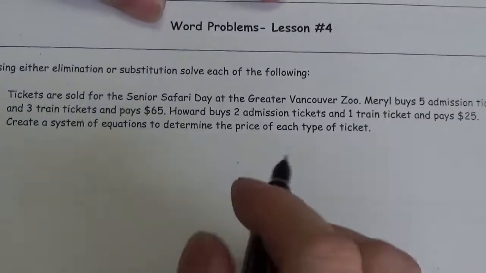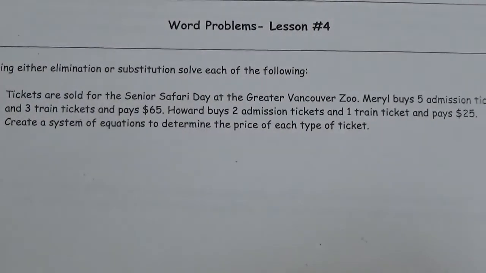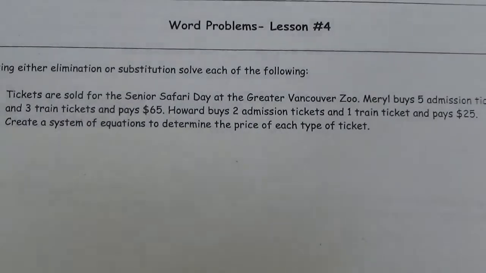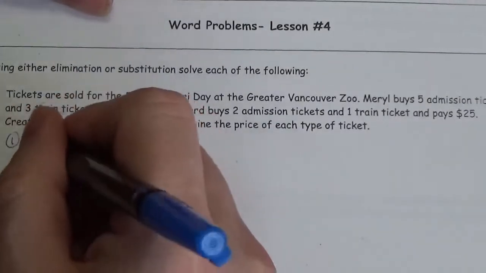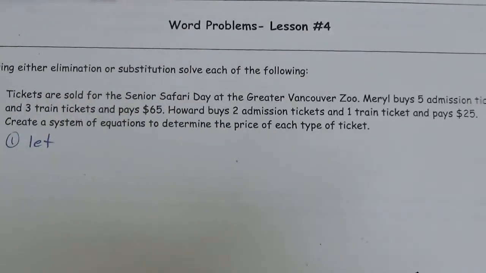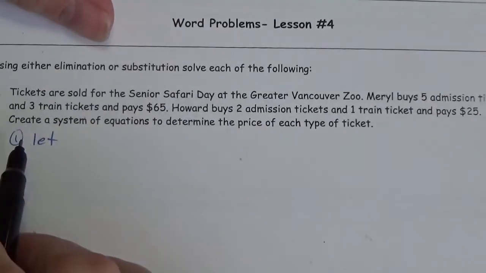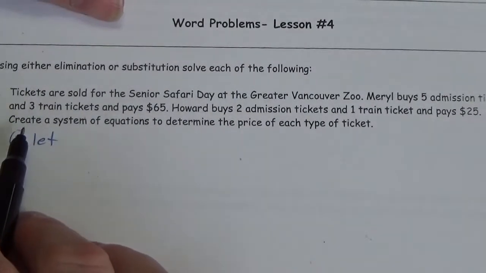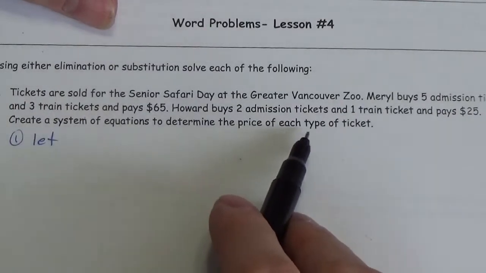Okay, so I know that for a lot of people, word problems are just like the bane of their existence. I get it, okay? So let me try to lead you through this as simply as I can here. The very first thing that I want you to do is create a let statement. What I mean by that is I want you to identify what your variables are going to be. Now, what is it that you're looking for? Well, the final sentence here says create a system of equations to determine the price of each type of ticket.